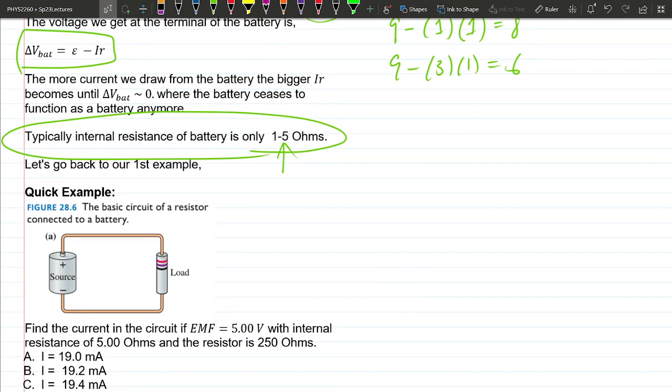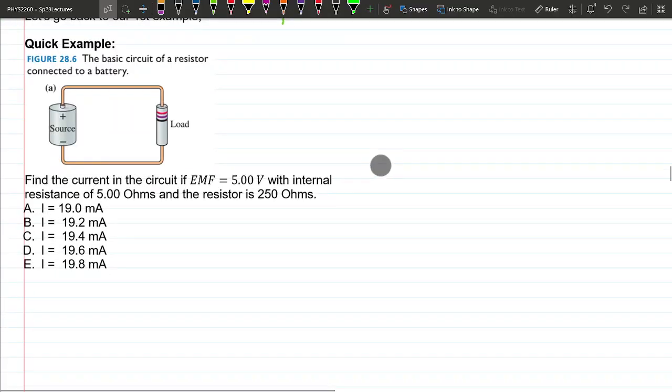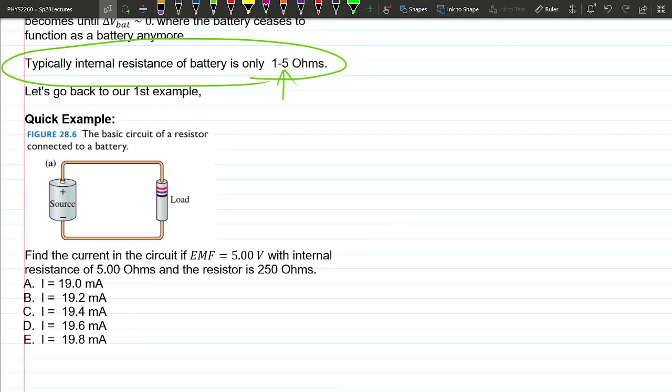All right. So I'm going to do a quick example. Let's just do it as an example due to time. Let's say I have this little circuit here. I'm going to translate this into a schematic in a second. We want to find the current in the circuit if the EMF is 5 volts with an internal resistance of 5 ohms and the resistor itself is 250.